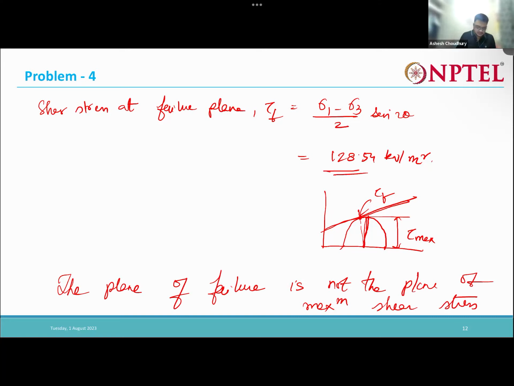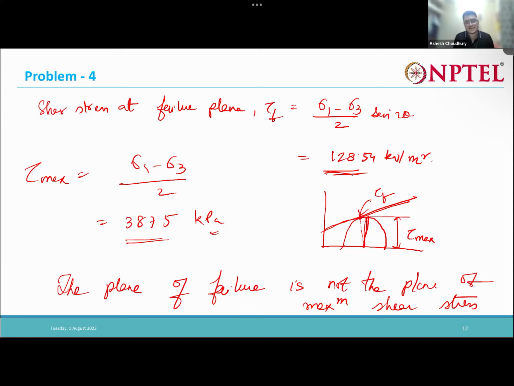So the shear stress at the failure plane is 128.54. But what is the maximum shear stress? It is nothing but (sigma 1 minus sigma 3) by 2, which is a larger value. So this 128.54 is the shear stress at the failure plane, but this shear stress is not the maximum shear stress, right? The maximum shear stress is this much.